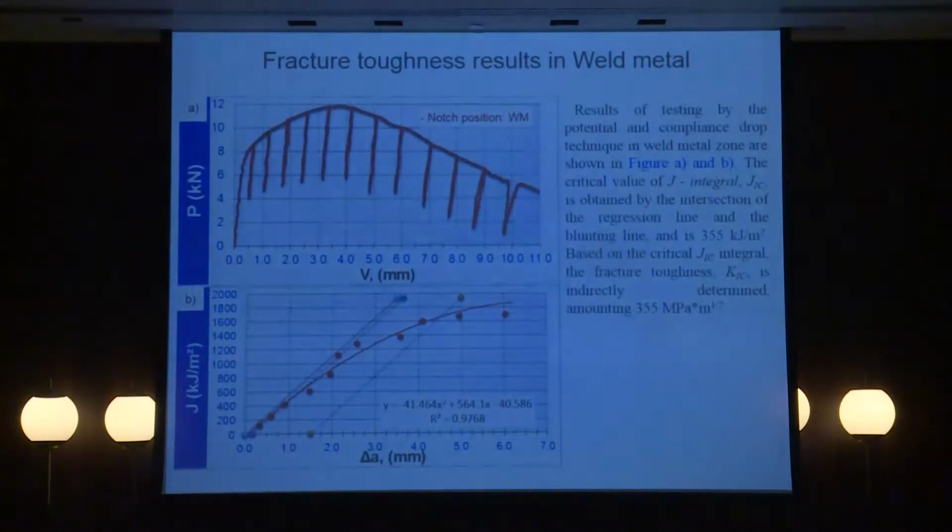At the end, fracture toughness results in weld metal. Results of testing are also presented by compliance and potential drop testing techniques in figure A and figure B. The critical value of J integral is also obtained by the intersection of the regression line and the bottom line, and the value is 355. Also based on the critical J integral, fracture toughness is indirectly determined, and the value is 355.